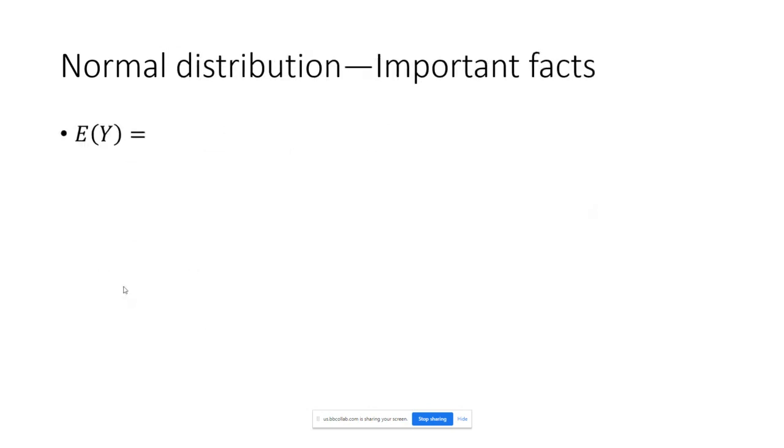All right. Some important facts about the normal distribution. First is expected value, and that is equal to the mean mu. So that makes sense. Mu is what we're calling the mean, and expected value is the long-term mean. And because the normal distribution is symmetric, it's also going to be centered at its expected value.